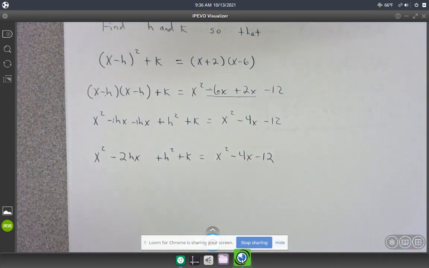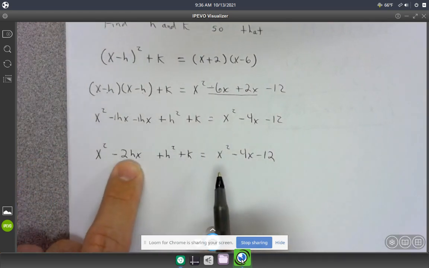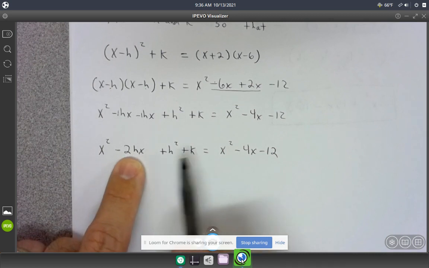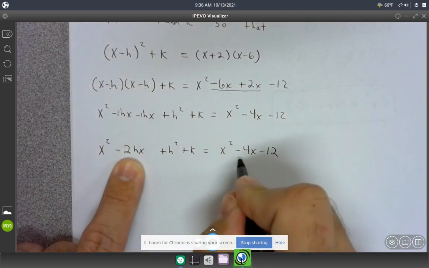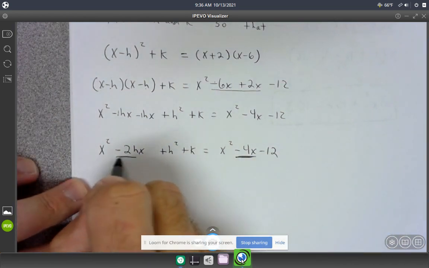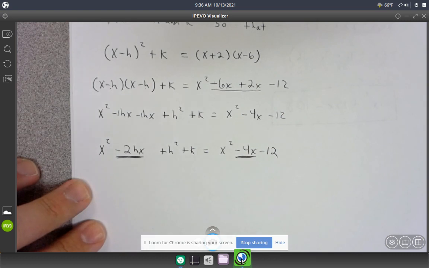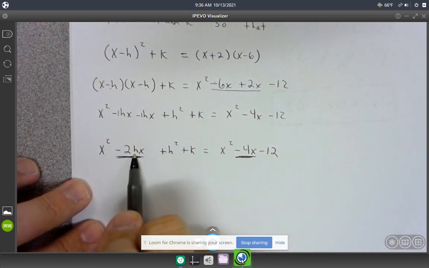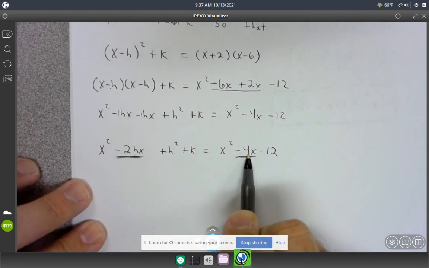So now what I'm going to do is something a little strange: I'm going to compare parts of one side of the equation to parts of the other side. You see how this one is my x term? It's the only one on this side that has an x. And over here, this is my x term. So this negative 4x needs to match up with this negative 2hx. So think for a second what h has to be. h is going to have to equal 2, so that negative 2 times 2 will give you this negative 4.